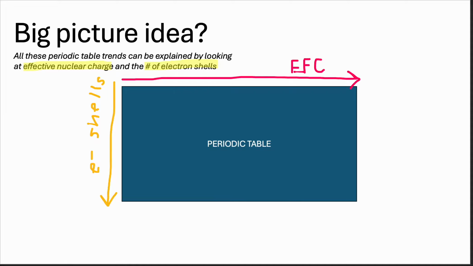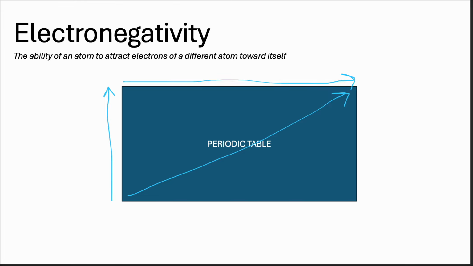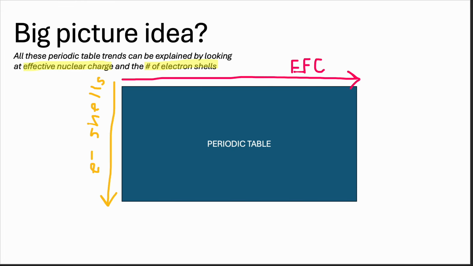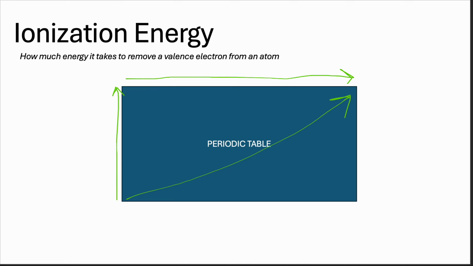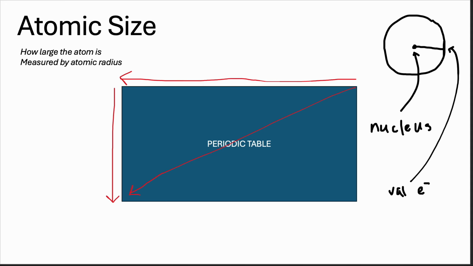Okay, so if I go back and add these arrows onto my different periodic table trends, these arrows are going to help me understand why I see these different trends in atomic size, ionization energy, and electronegativity. So let's go ahead and add it in and see if we can explain what's going on. So here's my effective nuclear charge. And I can see that they are increasing in opposite directions.